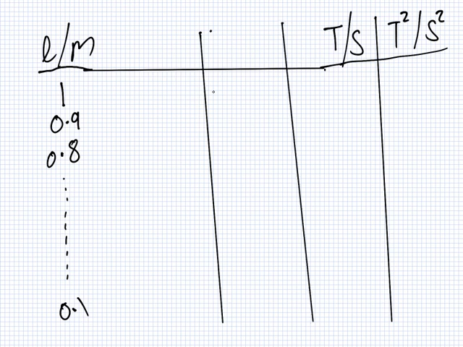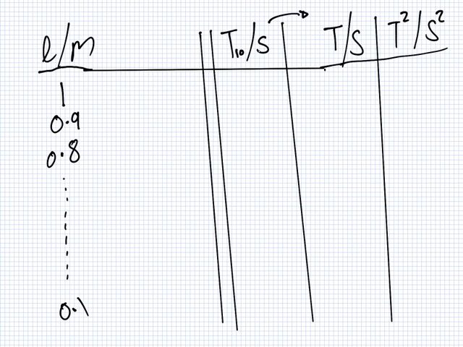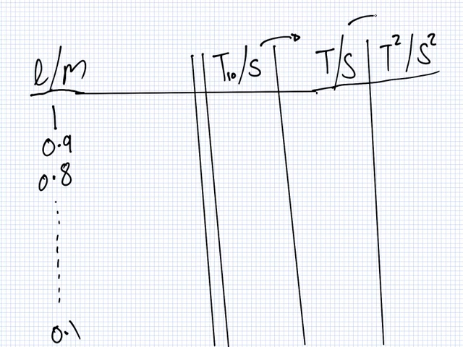But there is a little bit of a problem. It's not actually very accurate to swing it once and record it. Instead, it'd be more accurate if we let it swing 10 times and then divide our answer by 10. So what you actually do is get the time for 10 oscillations and then divide by 10, and then after you divide by 10, you square it. So divide by 10 and then square.